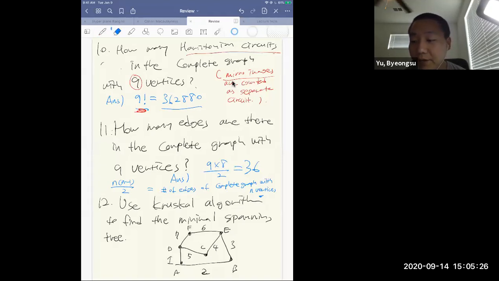And also be careful about the case of how many Hamiltonian circuits starting at a specific point. If you see this kind of statement, starting at a specific point, then you need to divide by 9, or it is n minus 1 factorial, right? So in that case it is 8 factorial. Without this statement it is 9 factorial, but with the statement starting at some specific point you have 8 factorial. So be careful about these two distinct cases.